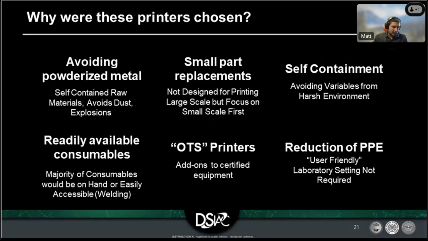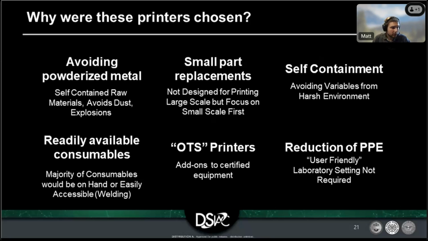So at this point, the print volume is not gigantic. It's really more for small part replacements in the future. But it's not really designed for large scale. But I believe the idea is let's focus on the small scale, then we'll work our way up. They're both more or less self-contained. They're avoiding, as much as you can, the harsh environment of the ocean. Both of these have consumables that are readily available.